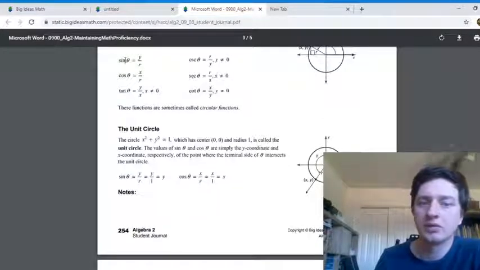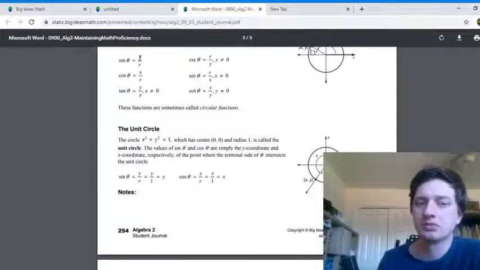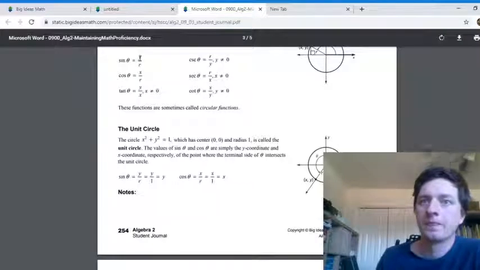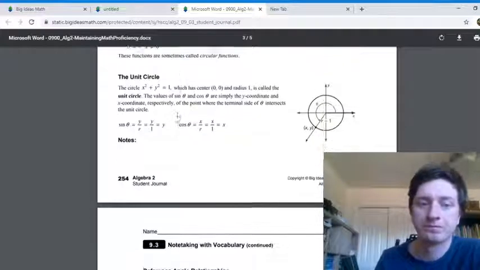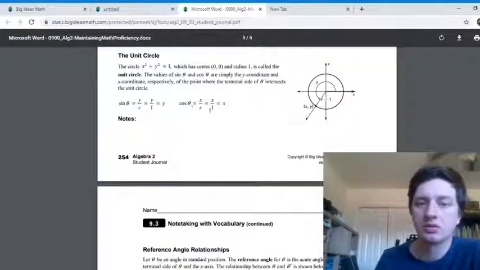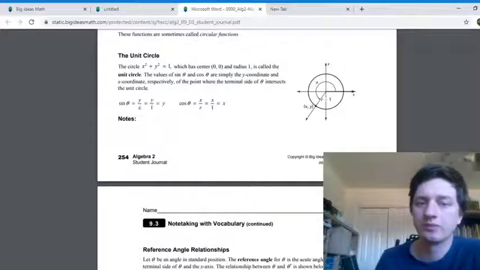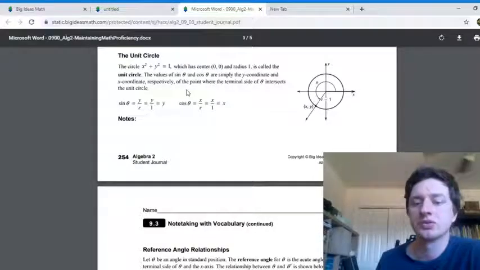So sine of the angle is just whatever the y value is. It's just whatever the height is. And cosine of the angle, the r is a 1, so it's just the x value. It's how far left or right we went. Okay. So that's this here. It's really useful because the r is just 1, which is why we make it a unit circle. That's why it's useful.